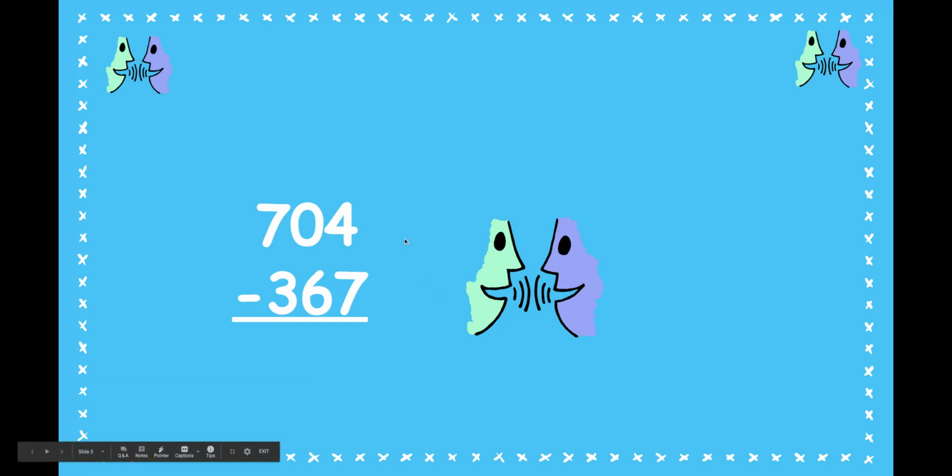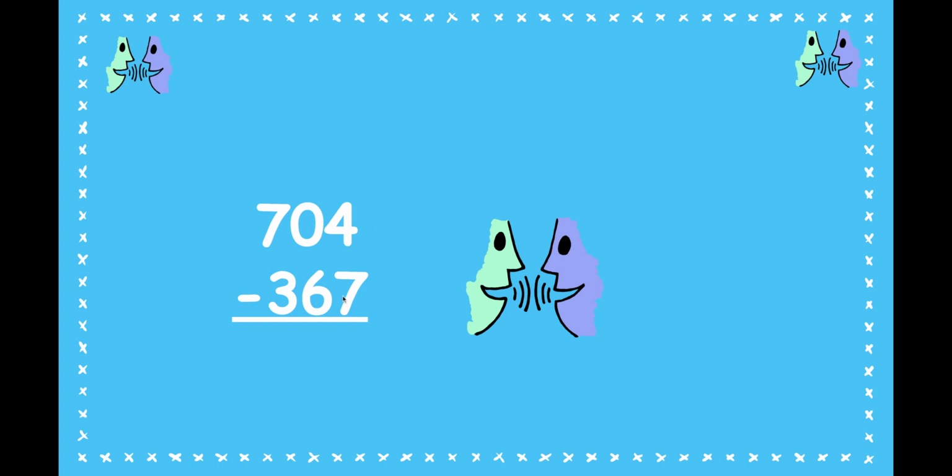So first, I have a problem here, 704 minus 367, and I have lined up my place values. Please make sure that the first thing you check for is that you've lined up your place values. That's a very important step and one where I see lots of mistakes.